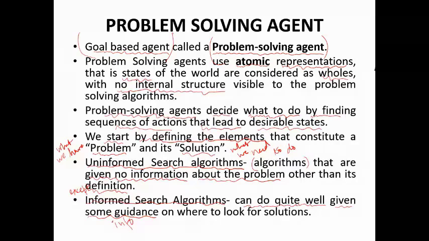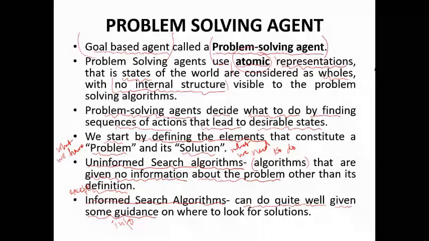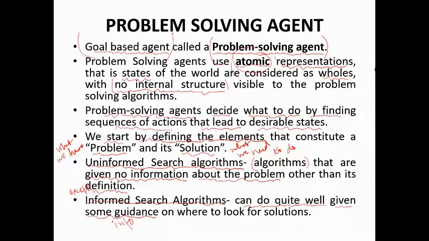The problem solving agents use mainly atomic representation, meaning they represent the solution of the problem at a very atomic level. This means there's no internal structure visible to the problem. You get the solutions directly, and you don't need to go into detail about all these considerations, because the states represented by these problem solving agents are considered as a whole. There are no substates or mini states. That's why we get a complete solution with a better understanding.